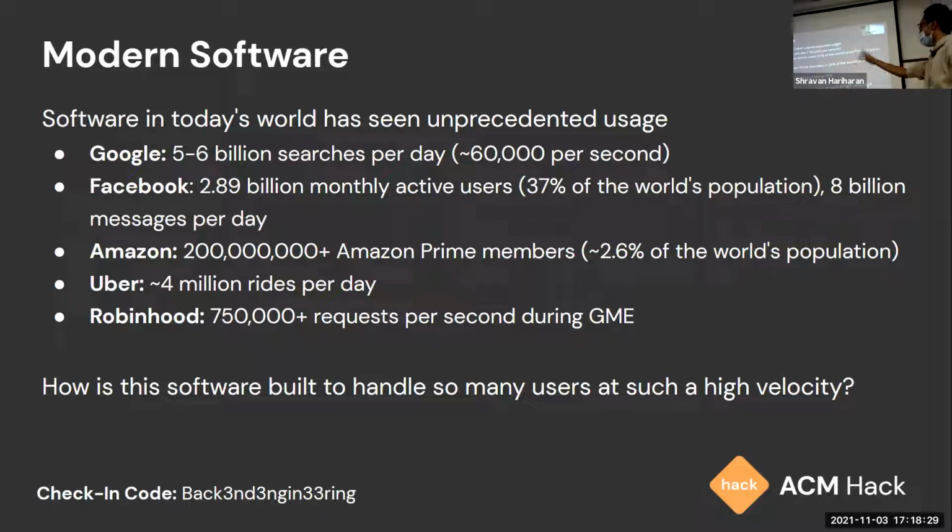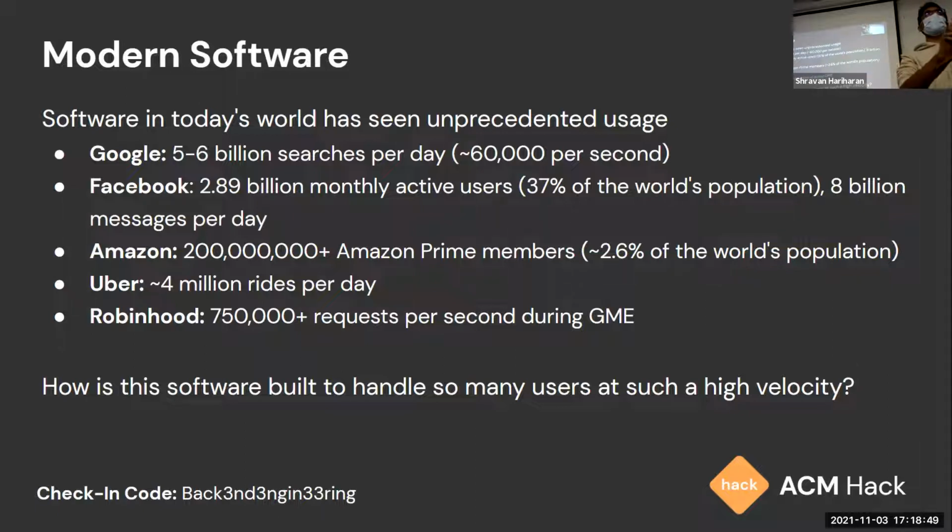Likewise, Amazon has 200 million Prime members, which is about 2.6% of the world's population for a paid subscription. Uber gets 4 million rides a day, and Robinhood got over 750,000 requests per second during the GameStop stock crisis. You'll learn about what requests are later, but yeah.